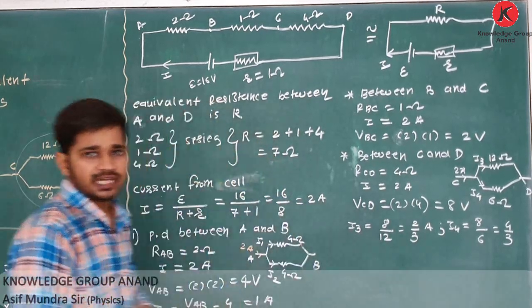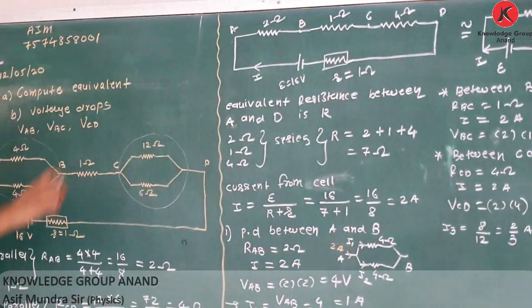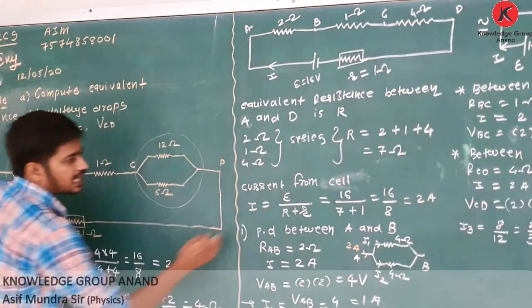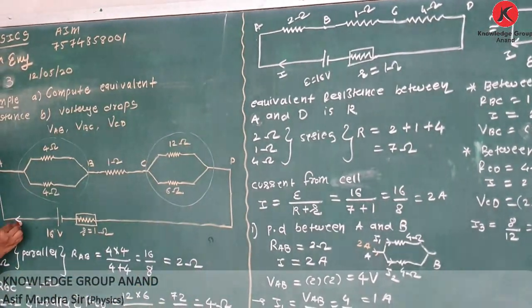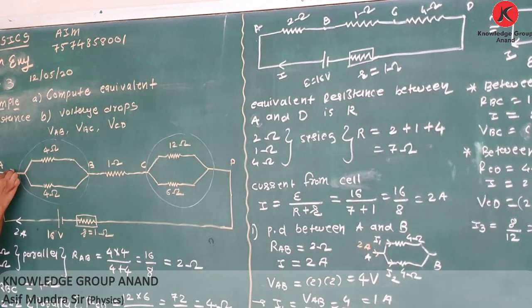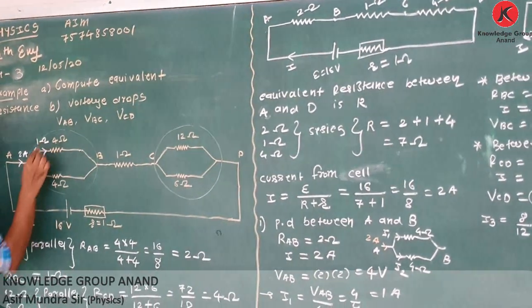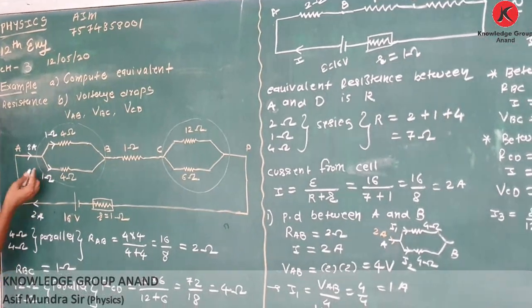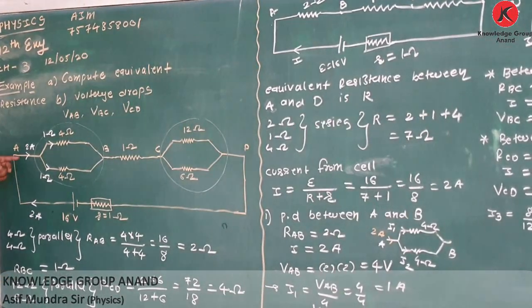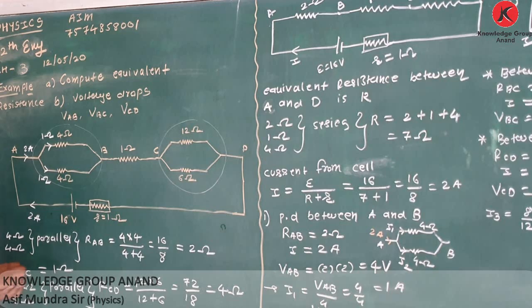See in the figure here, what is the current supplied from the cell? I is equal to 2 ampere. The current flowing through this resistor is 1 ampere and here it is 1 ampere. See, according to the law of conservation of charge, 2 ampere is equal to 1 ampere and 1 ampere.